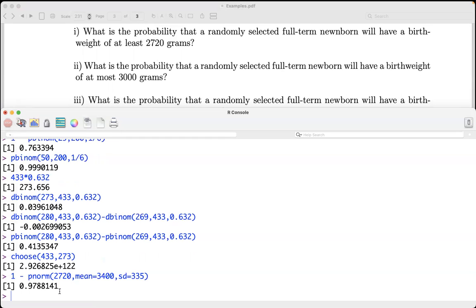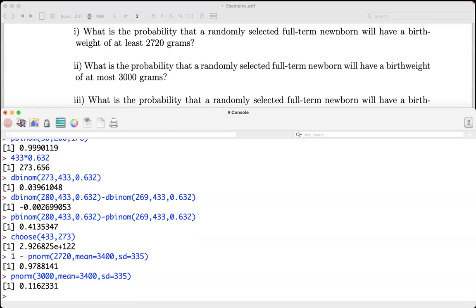Okay, so there's two ways to do this that I want to talk about. Using R is the first way, and then let me also show you how to do this problem using the table. Maybe I'll do one or two of these and then we'll go back and talk about the table. For the second part, we want to find the probability that a randomly selected newborn will have a birth weight of at most 3,000 grams. So here we would just do pnorm of 3,000. Our mean is 3,400, our standard deviation is 335, and we get an 11.6% chance.